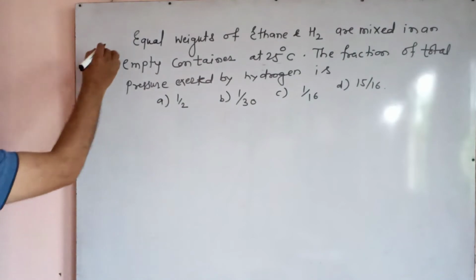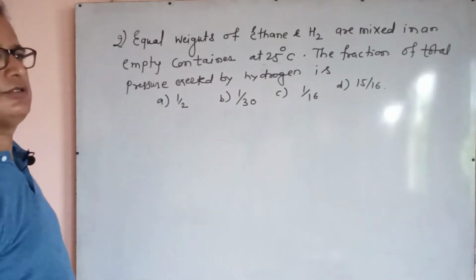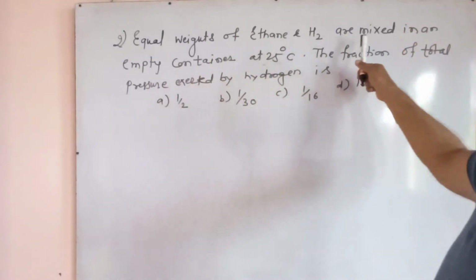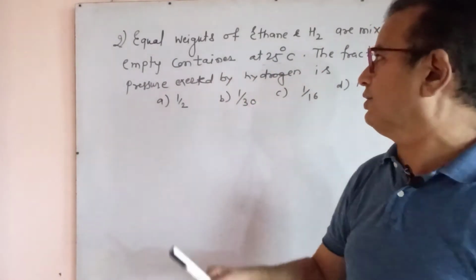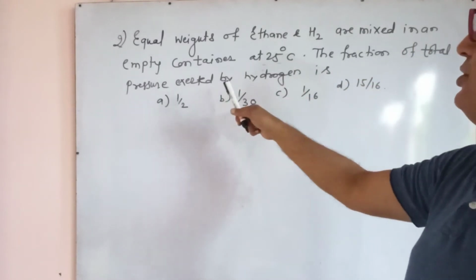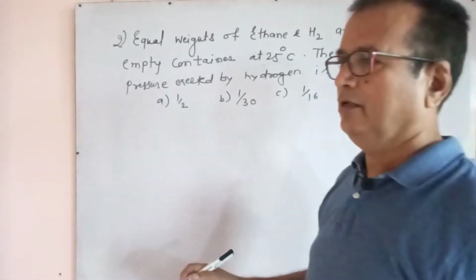In this video, question number 2 is in front of you. Equal weights of ethane and hydrogen are mixed in an empty container. At 25 degrees centigrade, the fraction of total pressure exerted by hydrogen is?